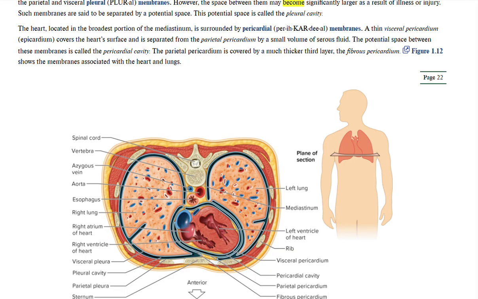However, the space between them may become significantly larger as a result of illness or injury. Such membranes are said to be separated by a potential space. This potential space is called the pleural cavity.